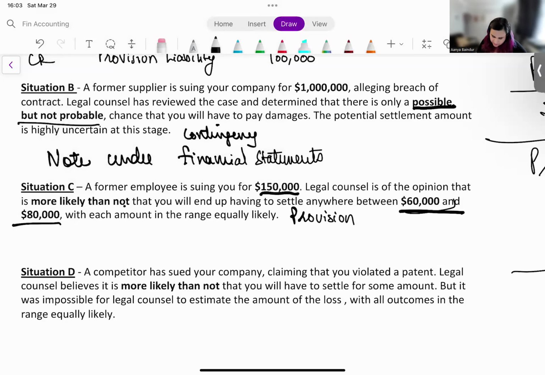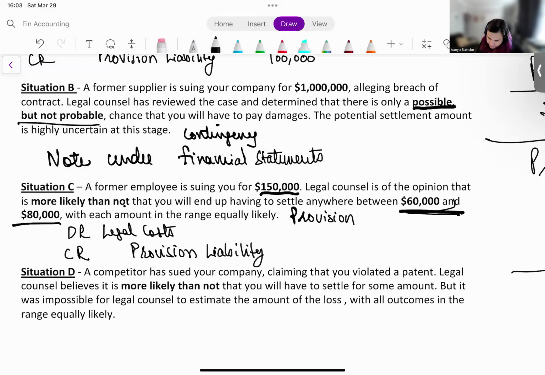So let's write down our journal entry. Again, debit, credit. Your debit will be some kind of an expense, so let's call it legal cost. And your credit has to be provision liability. And the amount will be between 60,000 and 80,000. Take a midpoint, take 70,000.